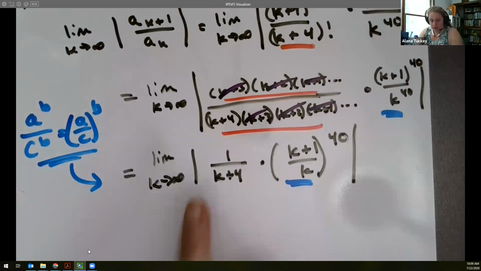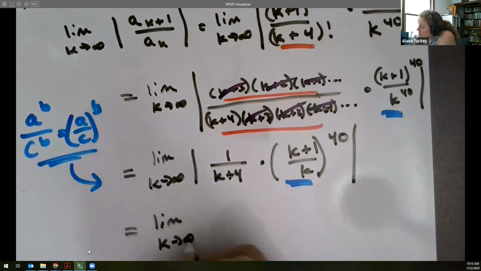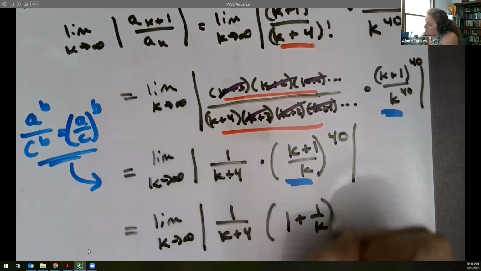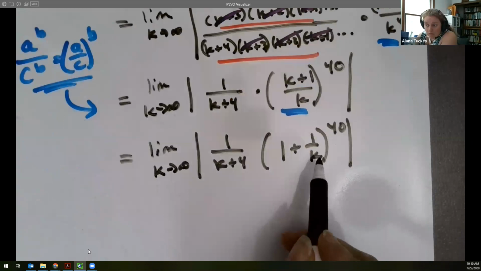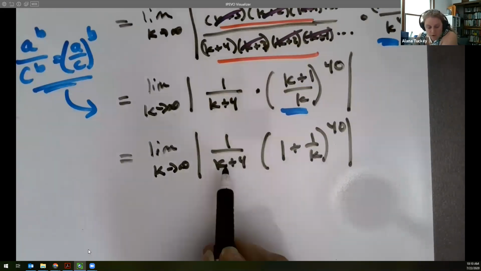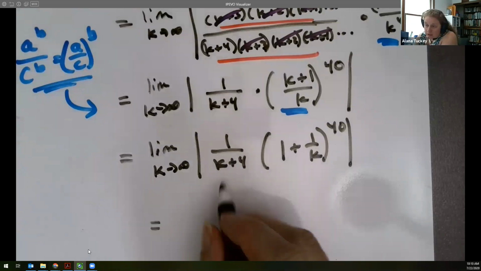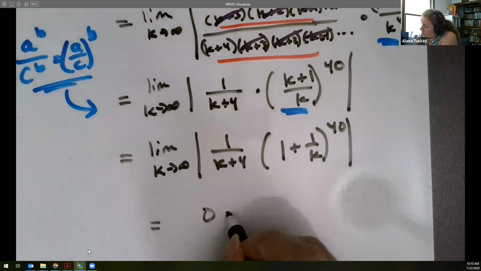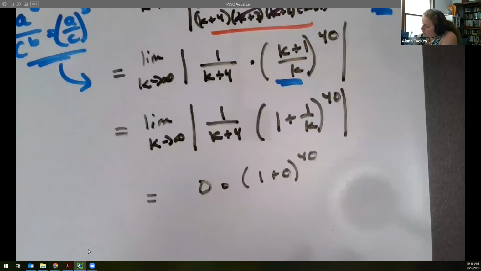Okay, so then now finally you can let this go to infinity. So you can say limit as k goes to infinity of 1 over k plus 4 times 1 plus 1 over k to the 40. So that's really what you're doing. This will become 0, right? And this will become 0. So this will be 1 plus 0, right? So now finally you're doing the limit. So you're letting k go to infinity. This becomes 1 over infinity, which is 0, times, and then this is 1 plus 0 to the 40, right? So that's really 0 times 1, which is 0.